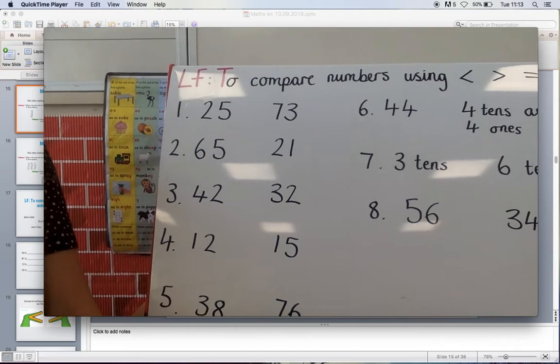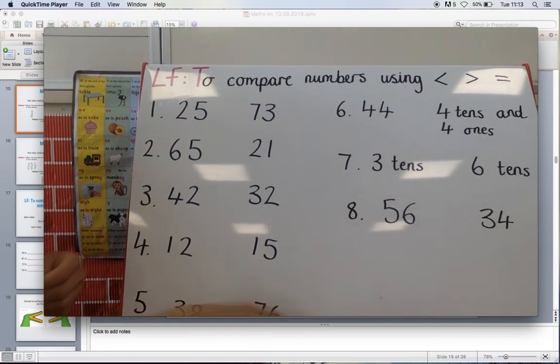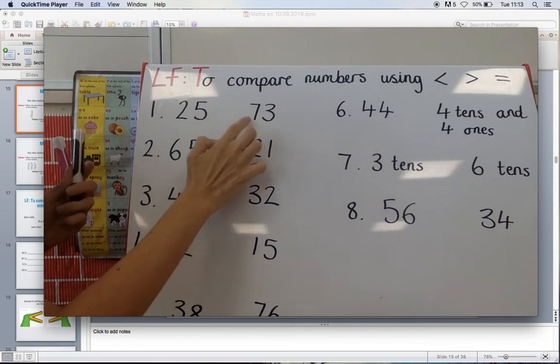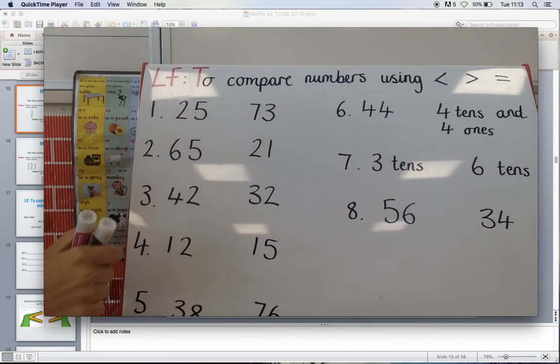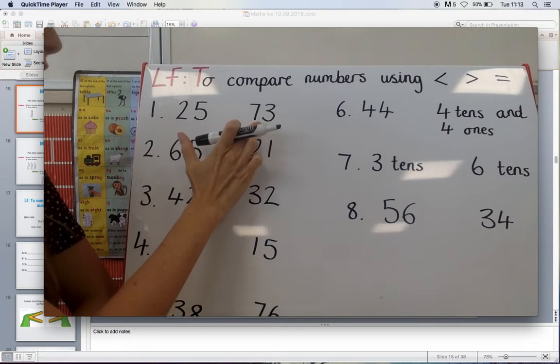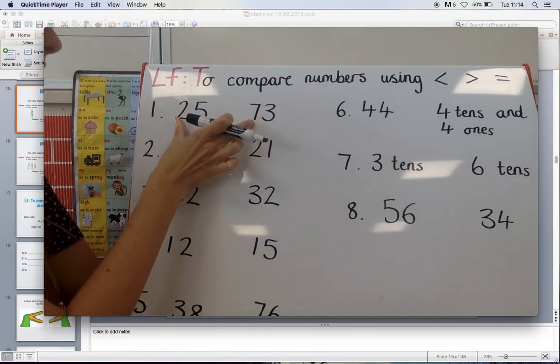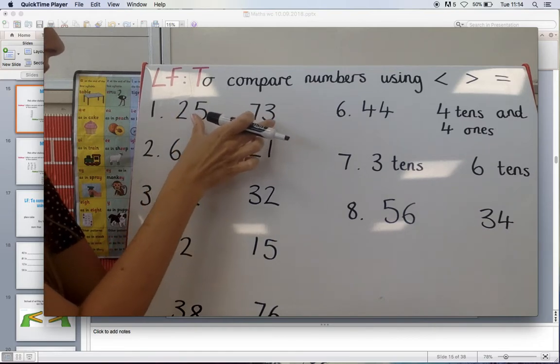So number 1, it was 25 and 73. So which is our greater number? Which number is the crocodile going to be gobbling up? So which is the greater, 25 or 73? If you are not sure, look at your ones column, then your tens column. Which is the greater number?